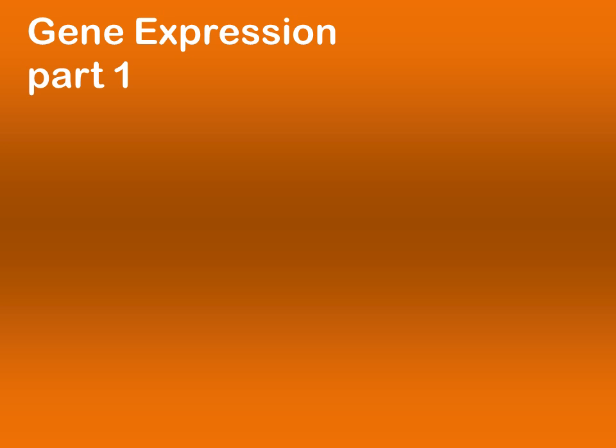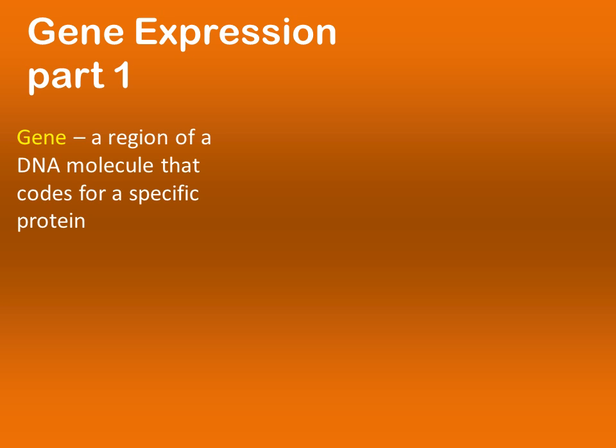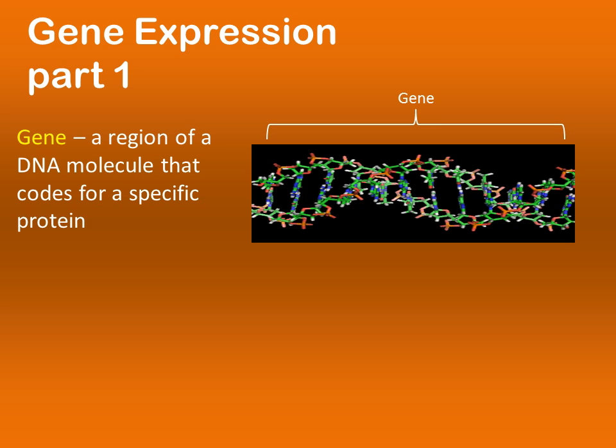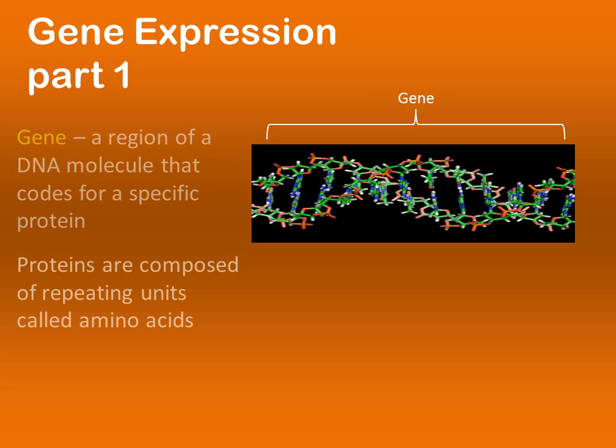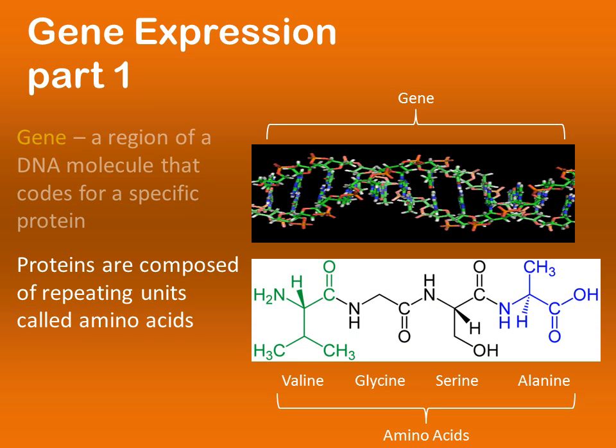A gene is just a small portion of a single DNA molecule, and it codes for a specific protein. So you can see here that just one small section of DNA is highlighted, and that small section will contain a gene. Now the proteins, if you recall, are composed of repeating units called amino acids. These are the monomers of the polymer protein. And you can see here this polypeptide is composed of 4 single amino acids.